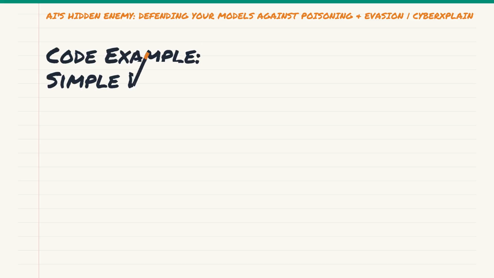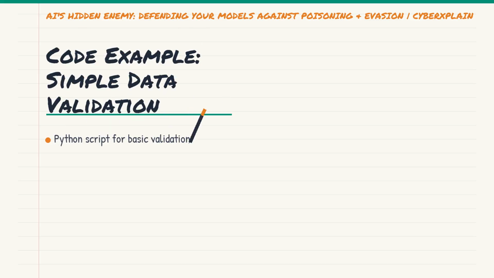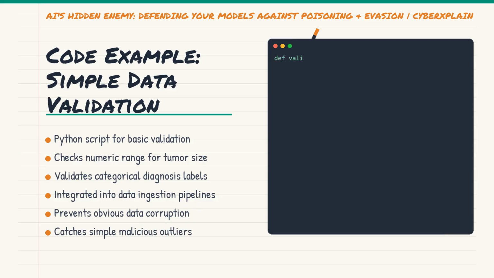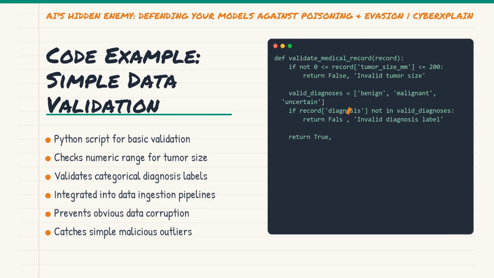Here's a quick peek at what a very basic data validation might look like in a Python script for our medical data. This snippet checks if a tumor_size_mm value is within a reasonable range and if the diagnosis label is one of our expected categories. Imagine this kind of logic scaled up for hundreds of features, potentially integrated into a data ingestion pipeline built on something like AWS Glue or GCP Dataflow. This simple gatekeeper prevents obvious garbage or malicious outliers from entering your precious training set, catching low-hanging poisoning fruit.